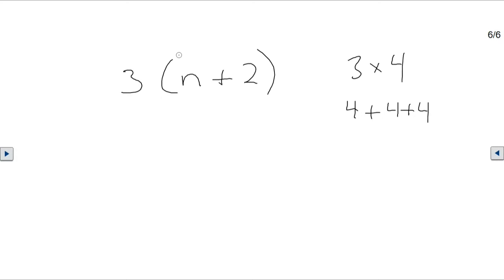So it's 3 groups of those, or 3 of those 4s being added together, right? Multiplication is in essence a shortcut for repeated addition. So we can apply the same logic here. So if I have 3 times n plus 2, right, that's like thinking n plus 2 plus n plus 2 plus n plus 2. Right, well, how many n's is that?